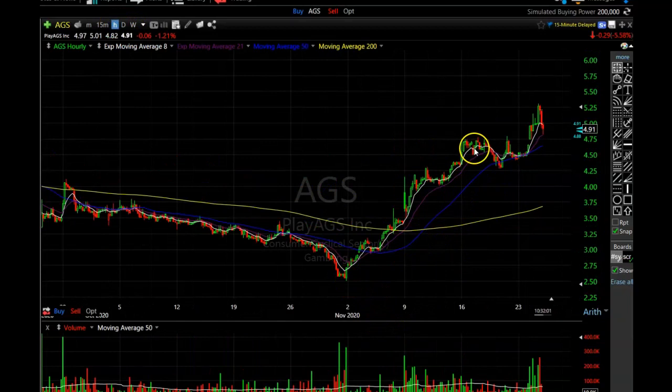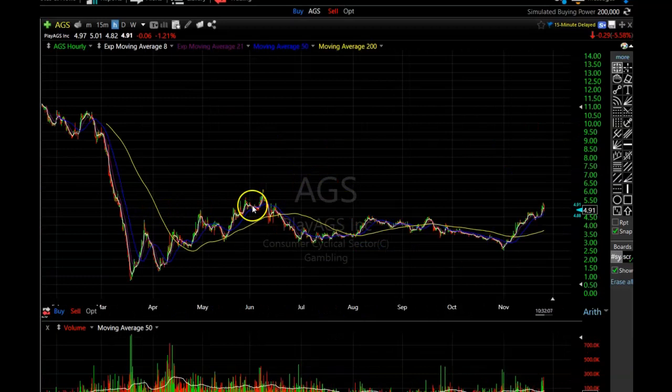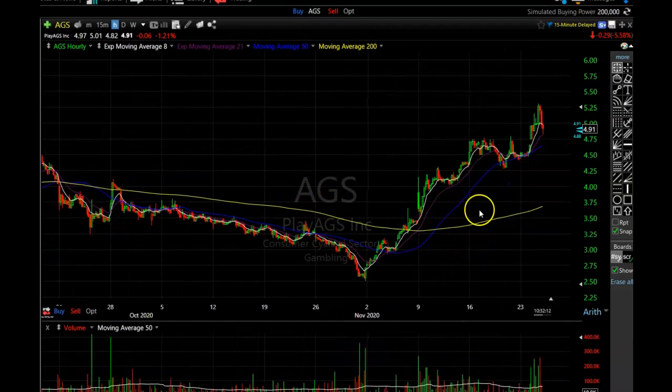So it is a little extended coming out of the bottom of this rounded bottom type pattern, but as long as it holds the support area and gets back above it, I think it's still got plenty of room to run, and I will be looking to take this trade if it gets back above that 8-period exponential moving average.